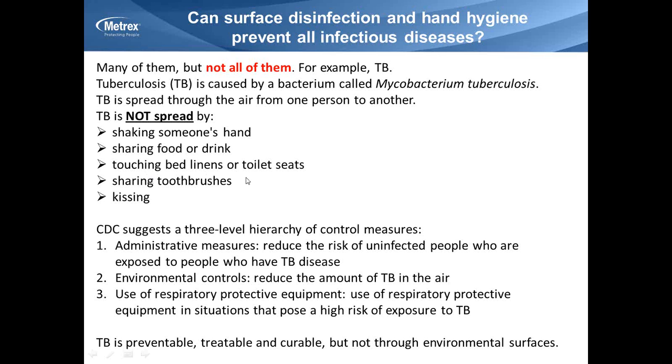And for TB, is there any vaccine? Yes, there's a vaccine for TB. However, the vaccine is not very effective. So that's why in the United States, we don't actually promote the TB vaccine. So what is the basic prevention for TB? Usually, we have to separate the uninfected people from the infected people. And for environmental control, we really have to control the amount of TB in the air. So the message I want to show you is that today we talk a lot about environmental surfaces and hygiene, which are very important, but we have to bear in mind that some pathogens still cannot be transmitted through environmental surfaces. TB is one of them. Just want to bear that in mind.